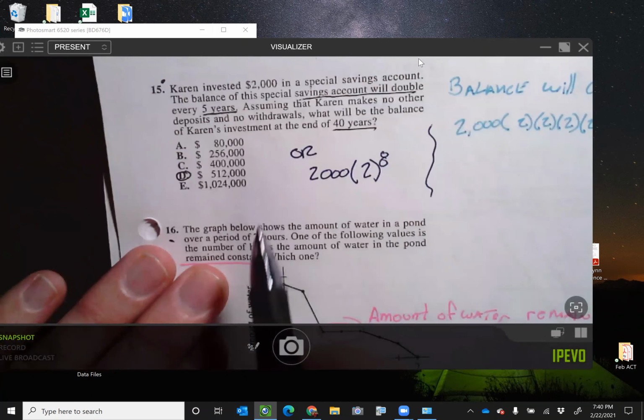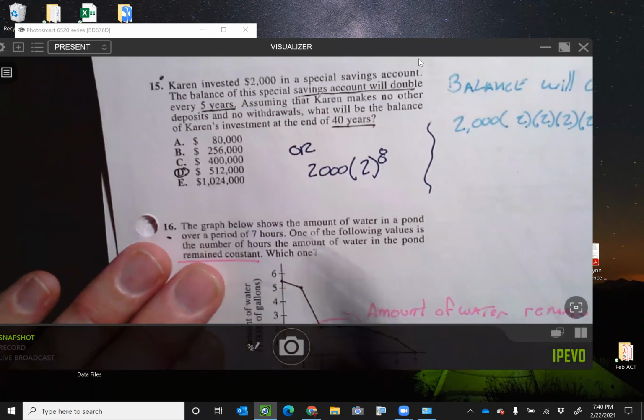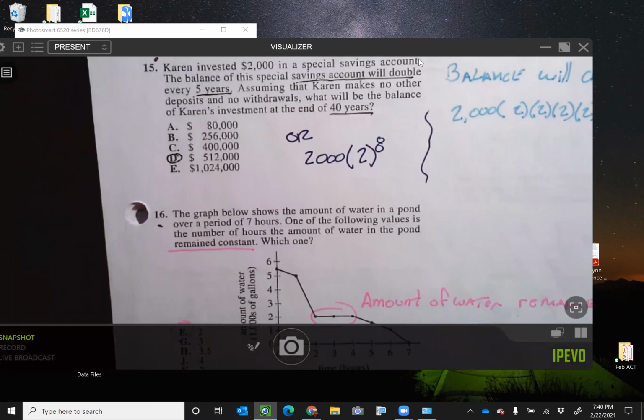After 40 years, $2,000 becomes over half a million. Wow, that's pretty good.